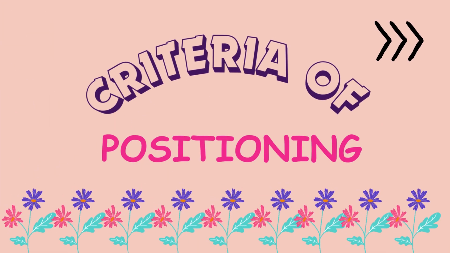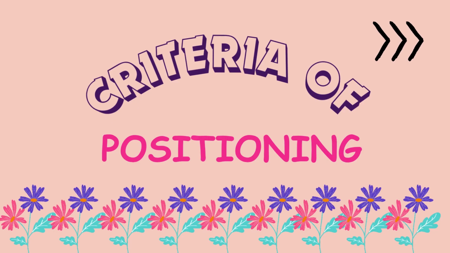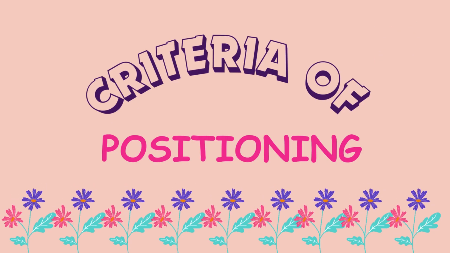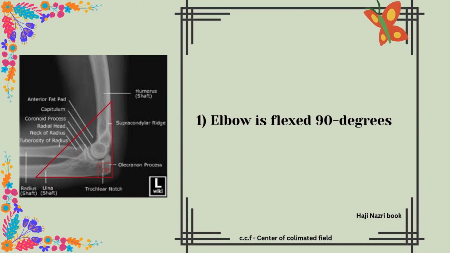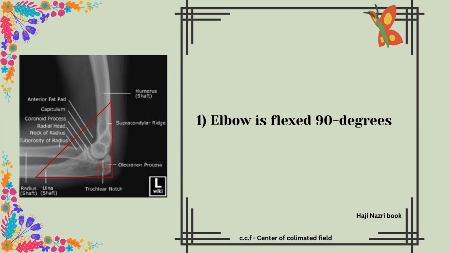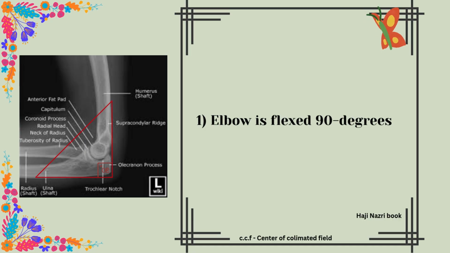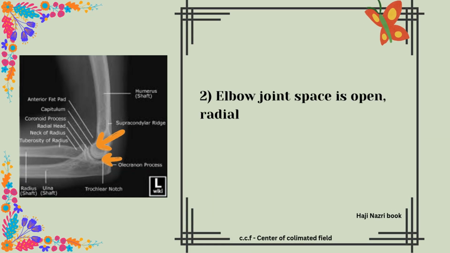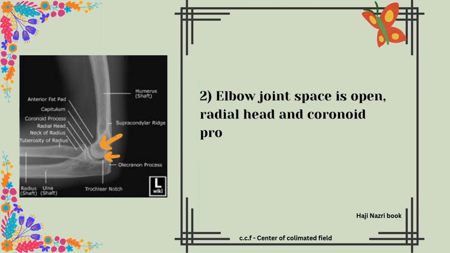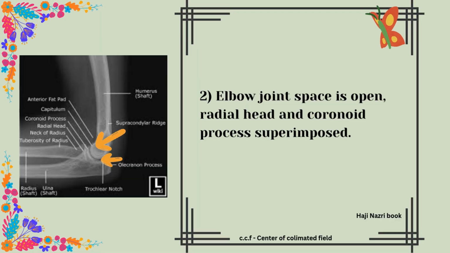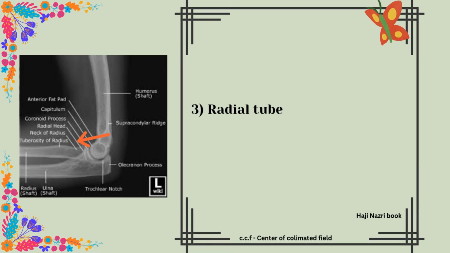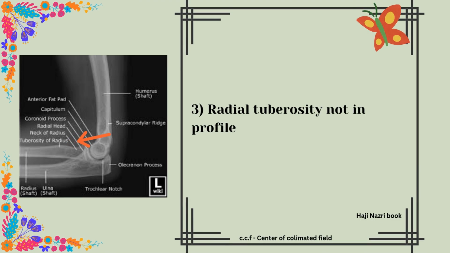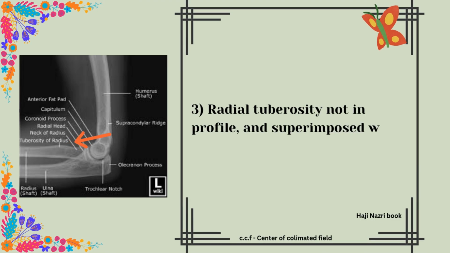Next, we are going to discuss criteria of positioning for lateral elbow. The first criterion that indicates the elbow is in true lateral position is the elbow joint visualized flat at 90 degrees on the radiograph. Secondly, the elbow joint space is open, and the radial head and coronoid process are superimposed. Thirdly, the radial tuberosity is seen not in profile and superimposed with the radius.